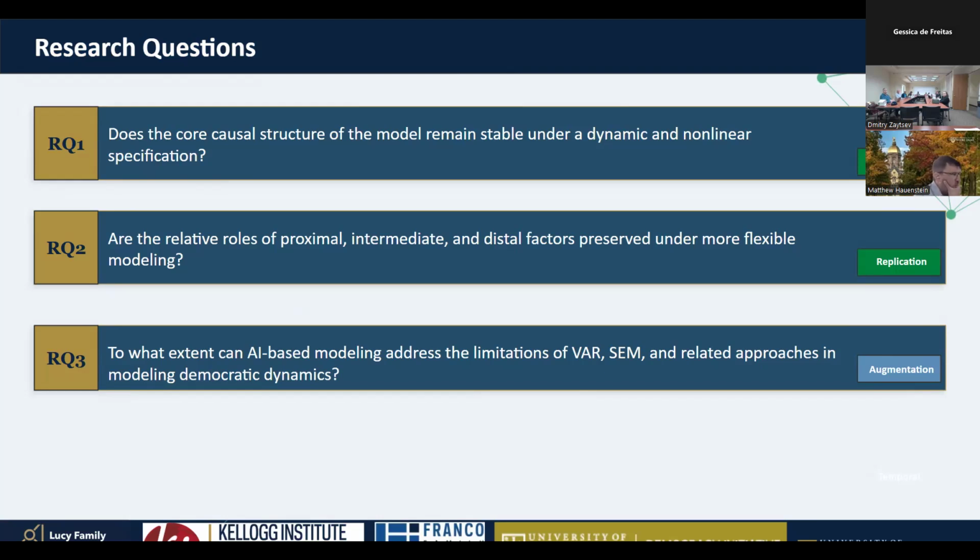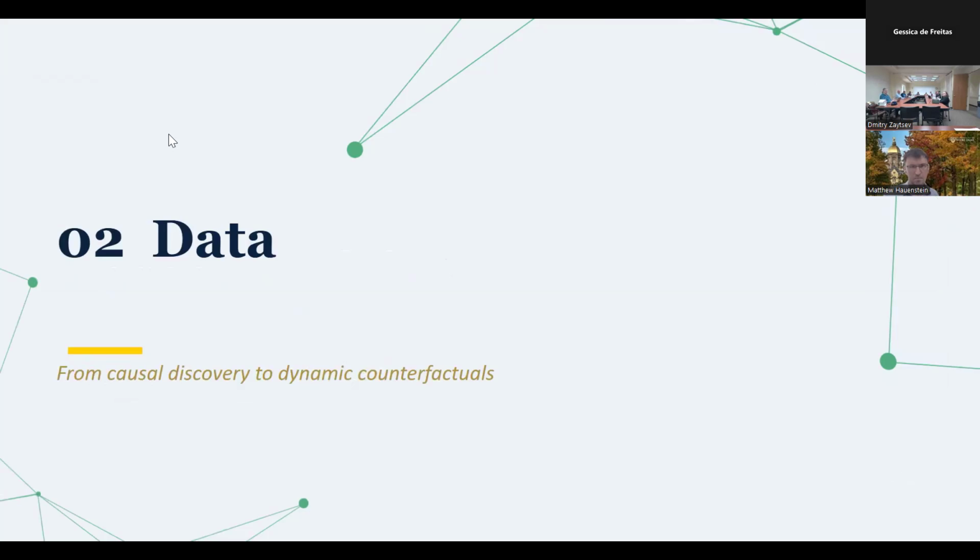So the core research questions are, do we get something that's like the same models? We're trying to replicate this model. Do we still find that there are proximate, intermediate, and distal effects that are ordered in that way? And third, can this model address some of the limitations of this structural equation model that has some limited vector autoregression and some other approaches in democratization? And basically the answer is yes.